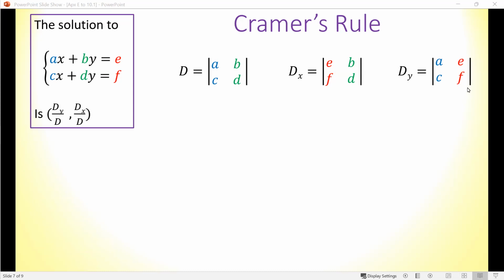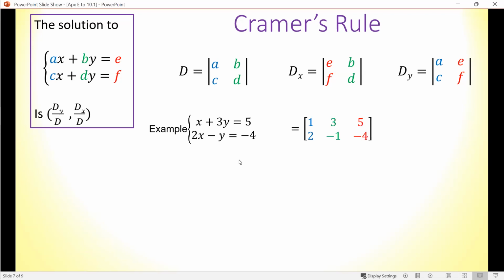So all these, the D, Dx, Dy, are going to give us 3 different determinants for these 3 different submatrices of our system of equations. And then we can just do Dx over D to find the value of the x variable, and Dy over D to find the value of our y variable. So let's take an example. We have this system of 2 equations. We'll convert it into a matrix just like this.